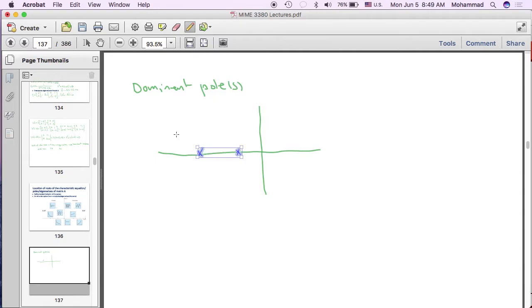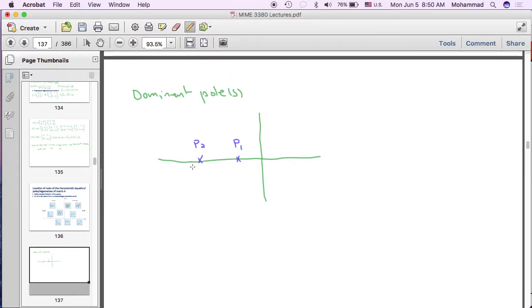And they're both real and negative. So call this P1 and call this P2. So we mentioned that as poles move to the left, the speed of response becomes faster. And it's easy to see it here. Look at this plot.